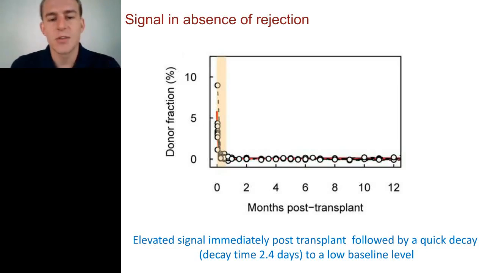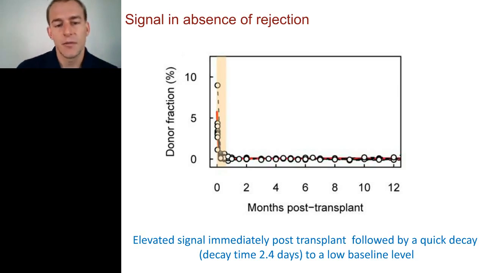But let's go to the actual measurements. I think it's most interesting. These are some first data for patients that do not reject. So these are all transplant patients, about 11, I think, that went on to have a rejection-free course in their first year. And so what we find is immediately post-transplant, we find an elevated level of donor DNA, on average about 4%, I believe, of donor DNA on the first day post-transplant.